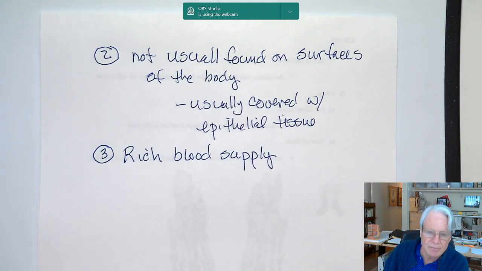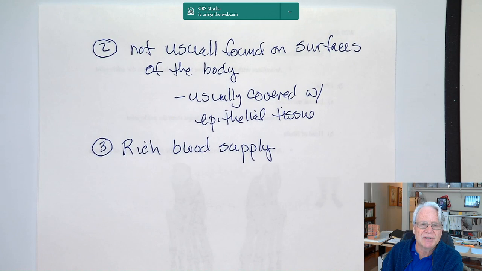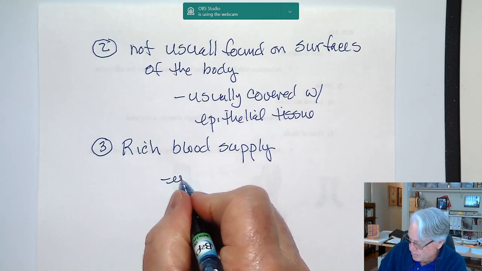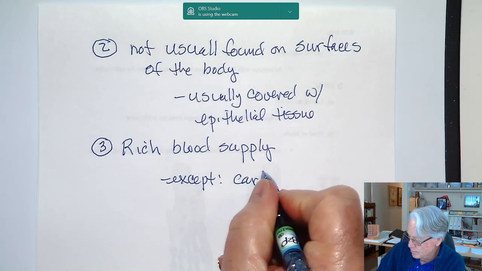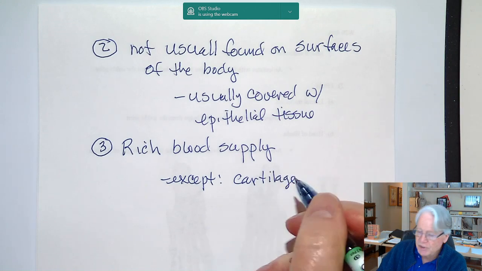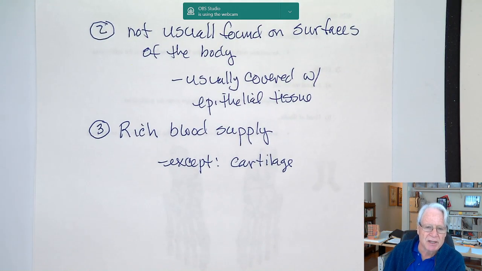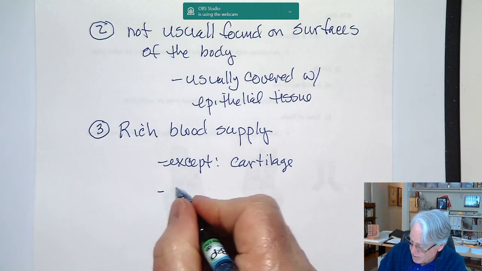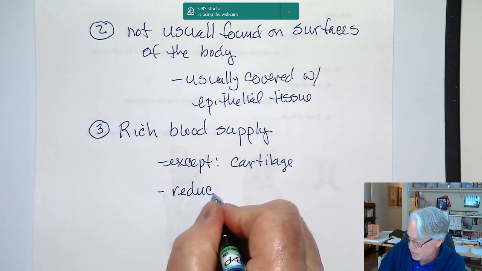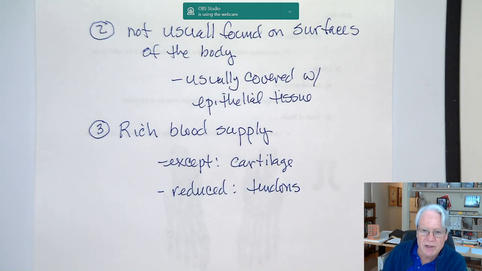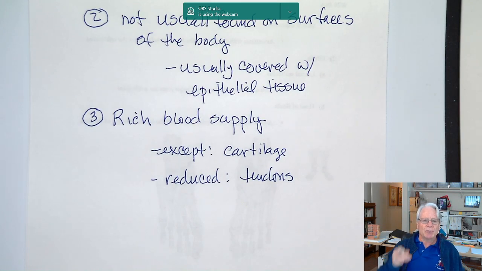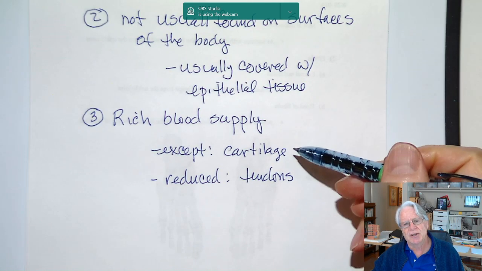So it's very vascular. This is unlike epithelial tissue, which had no blood supply. And the exception here is cartilage, which has no blood vessels within it. And the blood supply is reduced in tendons. If you look at both of those things, cartilage and tendons, you realize that injuries in either of these are slow to heal.